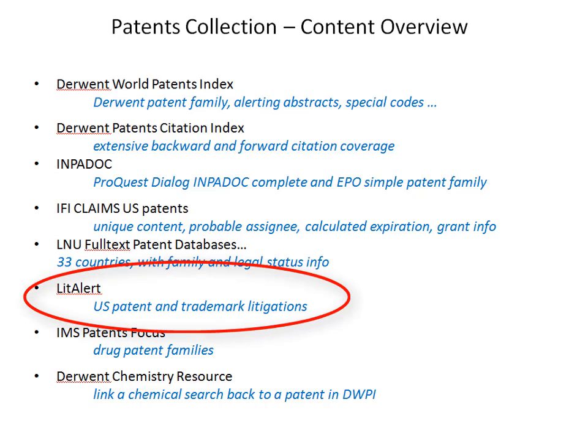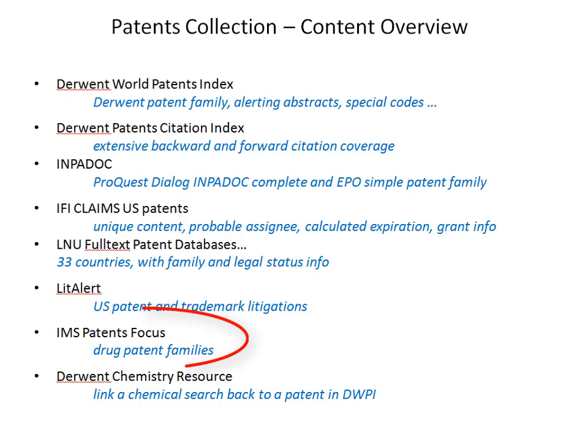There's Lit Alert, which is the only database where you can find out if any lawsuits have been filed in the U.S. federal courts concerning any U.S. patents. U.S. trademark lawsuits are also covered here. And IMS Patents Focus is a great database if you're searching for information about pharmaceutical patents. It lets you look them up by the trademark or generic names, for example, which is the kind of information not found in the actual patents, as well as detailed info about the status of related drug patents across many countries around the world.